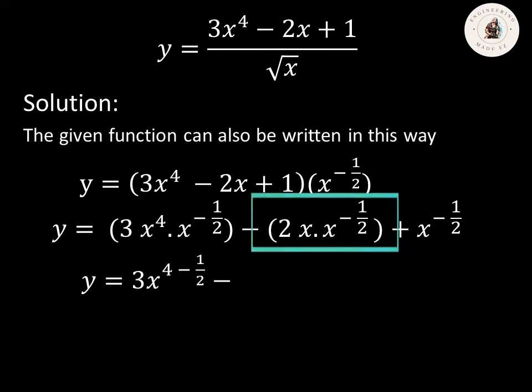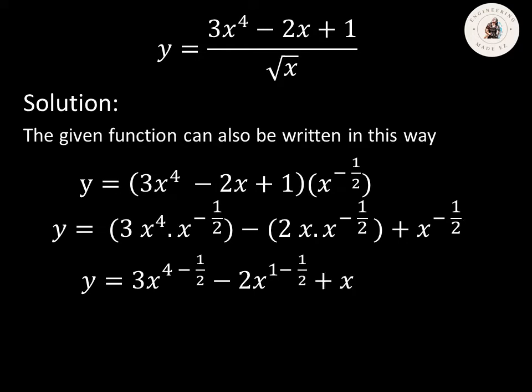Minus, so for 2x times x raised to the power of negative 1/2, we have 2x raised to the power of 1 minus 1/2. Plus, we will just bring down x raised to negative 1/2. Simplifying 3x raised to the power of 4 minus 1/2, we have 3x raised to the power of 7/2, minus, simplifying 2x raised to the power of 1 minus 1/2, we have 2x raised to the power of 1/2, plus we will just bring down x raised to the negative 1/2.